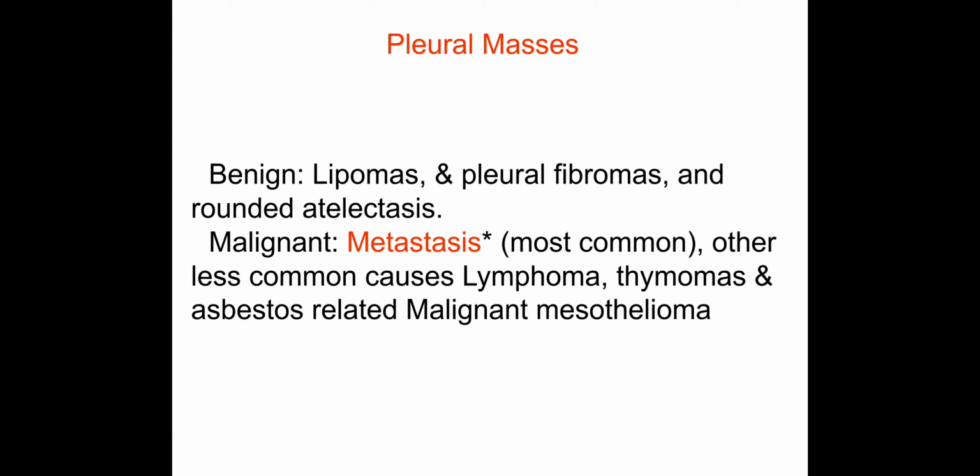Pleural masses, benign, like lipoma, pleural fibromas, and rounded atelectasis. Malignant pleural masses due to metastasis are most common. Other less common causes: lymphoma, thymoma, asbestos-related malignant mesothelioma.